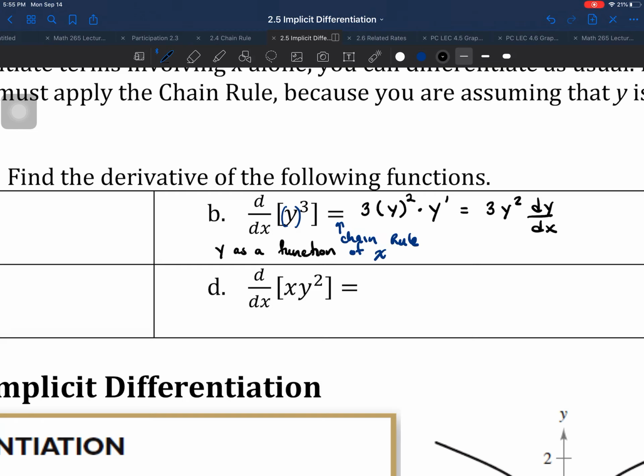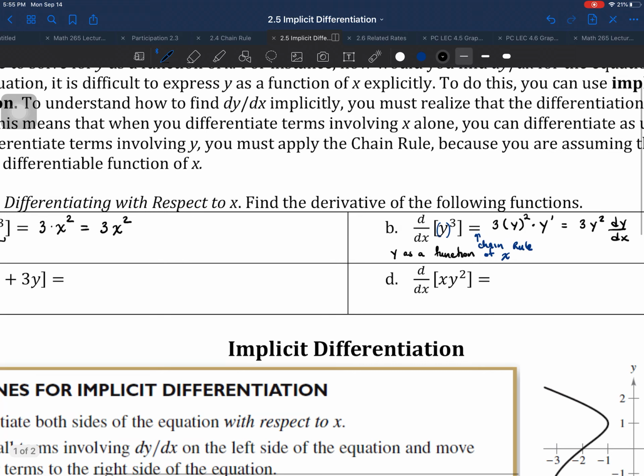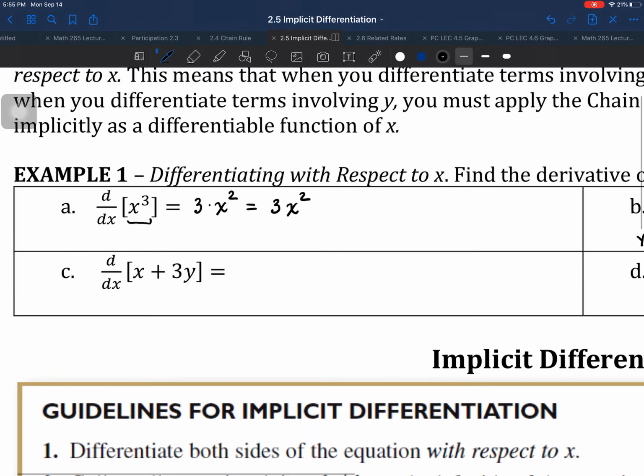Right? Because y prime means dy over dx. So there you go, right? Was the last step needed? No, it wasn't, but hopefully it kind of makes sense. All right, so let's move on to the next example.